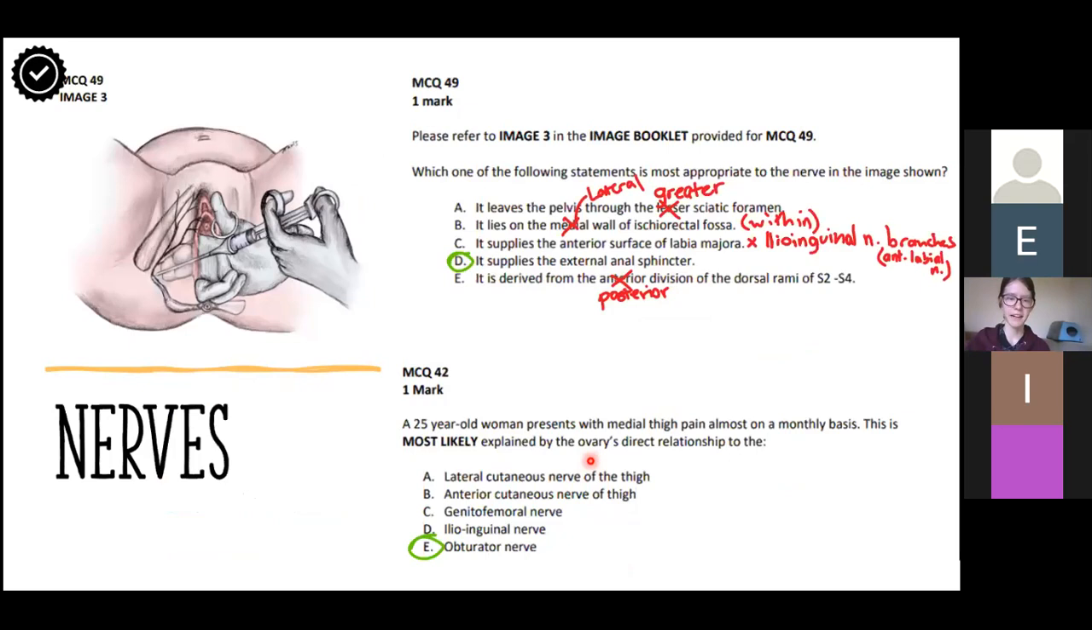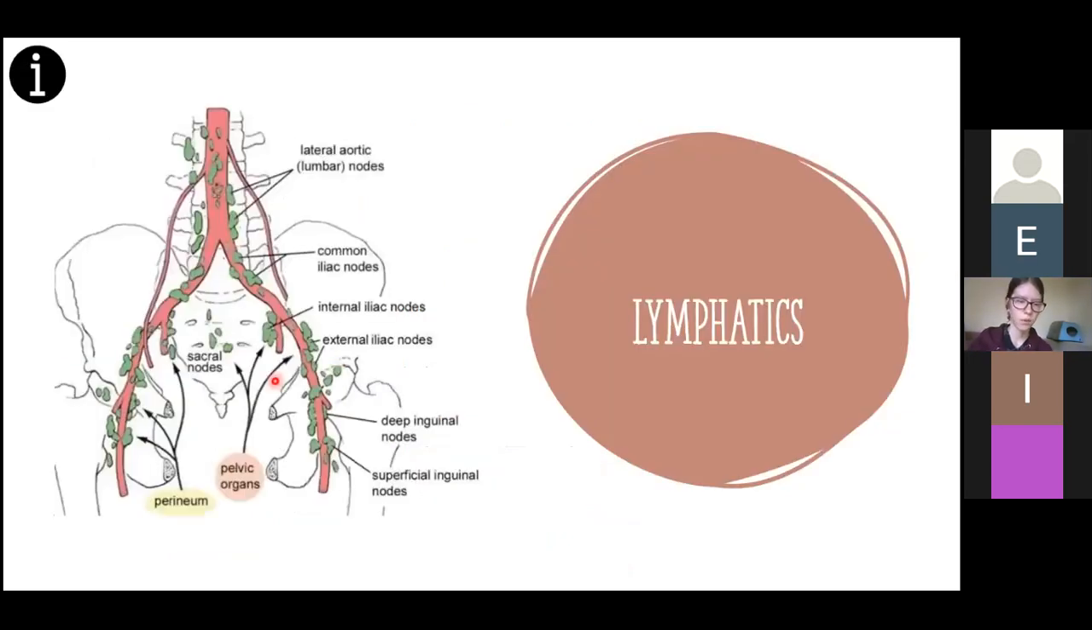All right, and lymphatics, seriously, all you really need to remember is generally that the outside stuff, perineum, skin, scrotum, etc., will go to the more superficial nodes, and the pelvic organs will go deeper in.